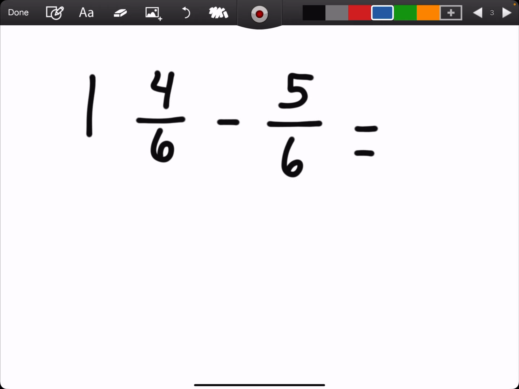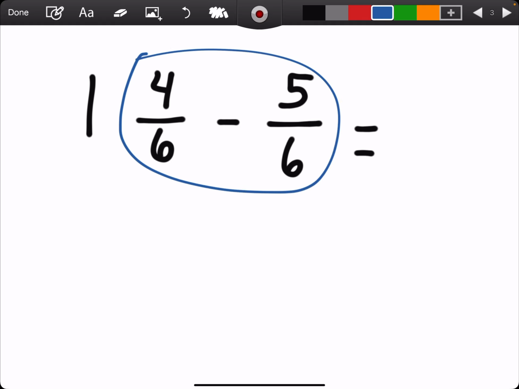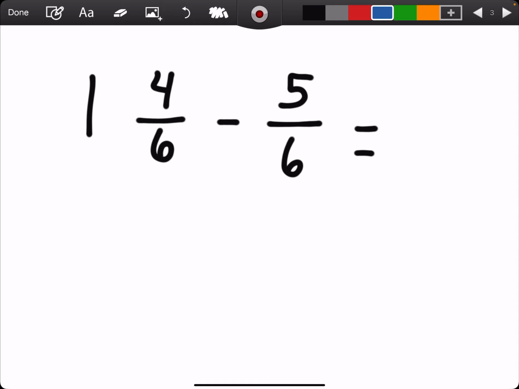Now we look at one last example here. We have 1 4/6. I'm going to subtract 5/6. So I'm going to say to myself, can I do 4/6 minus 5/6? I can't, because I can't do 4 minus 5. So I'm going to take my 1 whole and I'm going to change that. So I have 1 whole. What can I exchange that for? What could I rename that 1 whole?